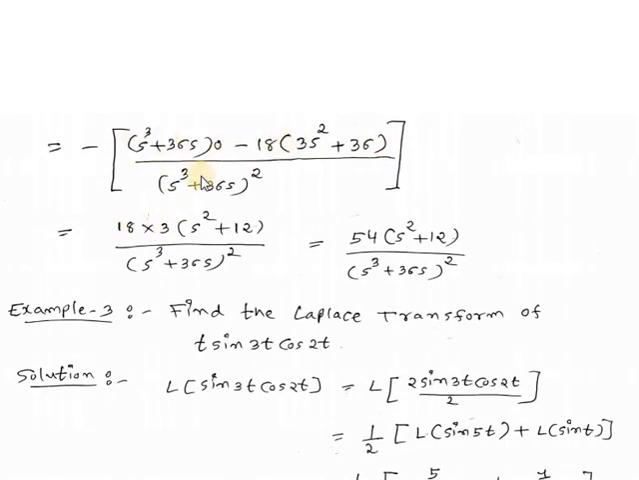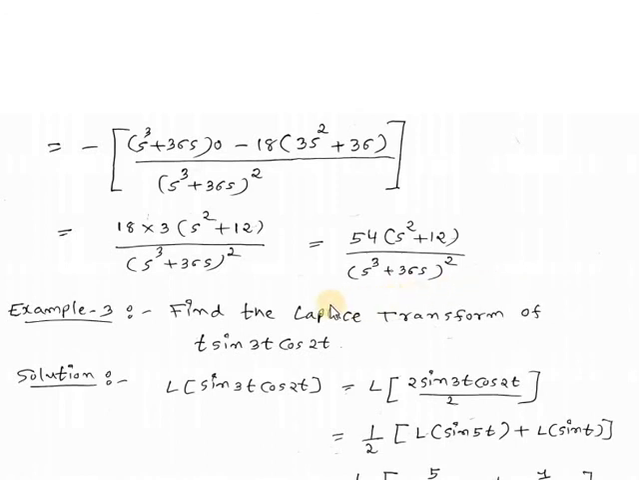So if we simplify it, then it will be 18 into 3 in bracket s square plus 12, because 3 is common from these two terms, divided by s cube plus 36s whole square. So this will be 54 into s square plus 12 divided by s cube plus 36s whole square. So this is our final answer.